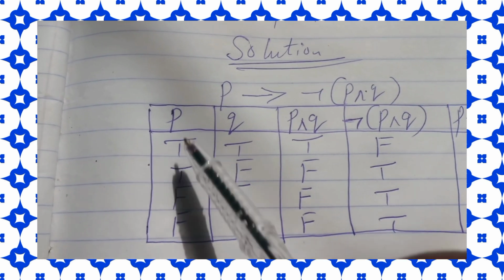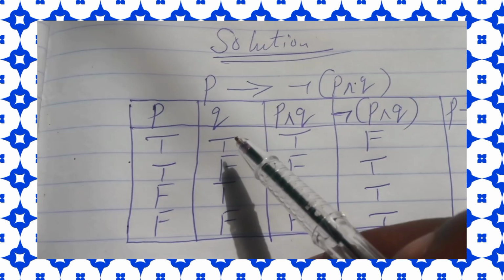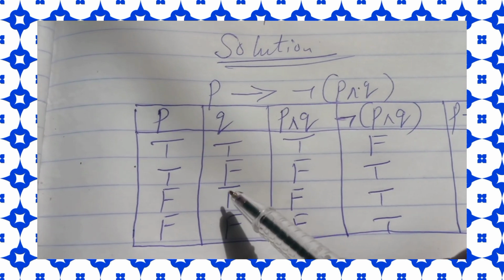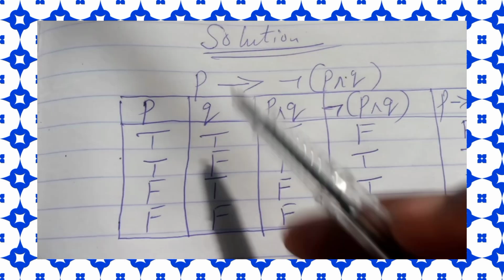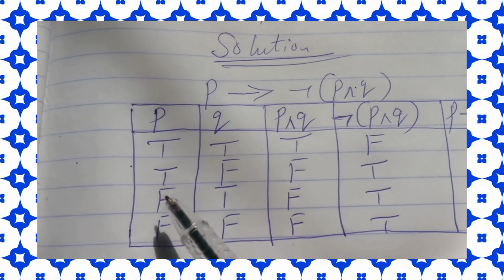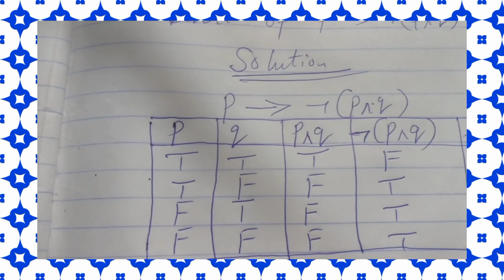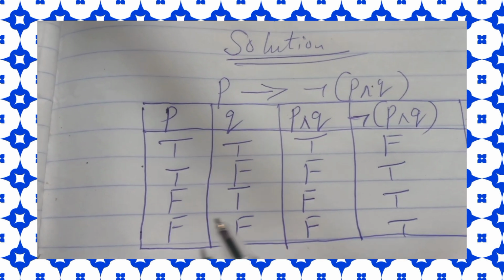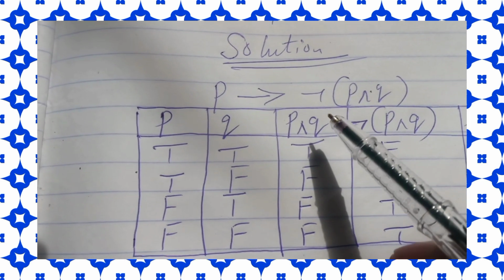Truth, false on the first column. Then the second column we put what? Truth, false, because these are the two things we are considering. So we put the first column truth, false. The second column truth, false. Then now when we have put this already, because it's a standard thing we need to put, you look at the third column.